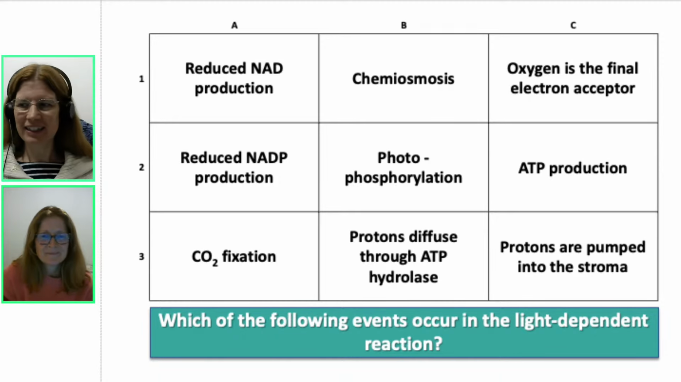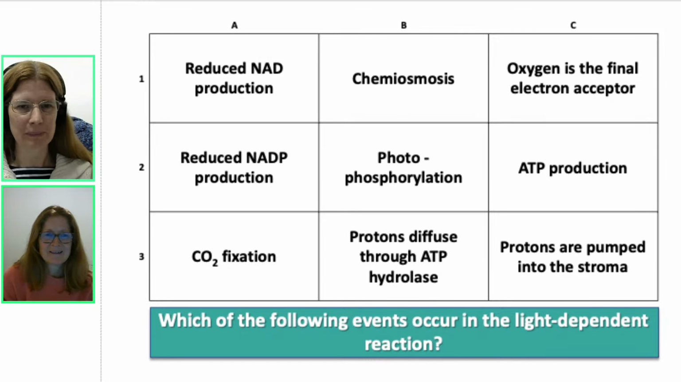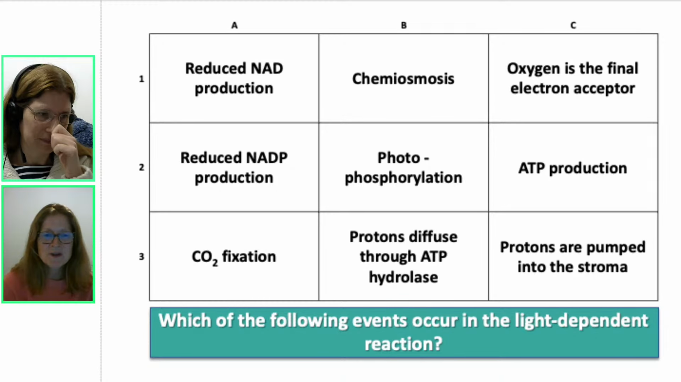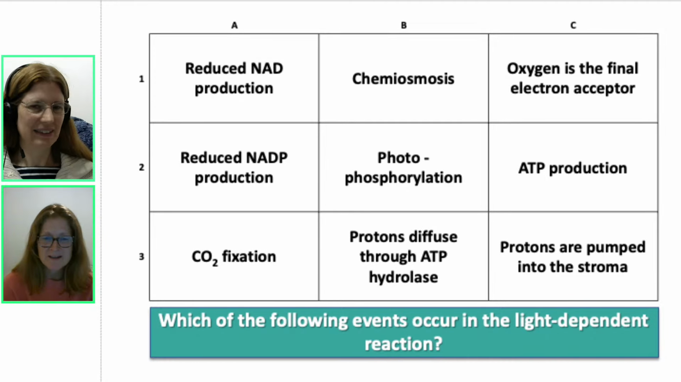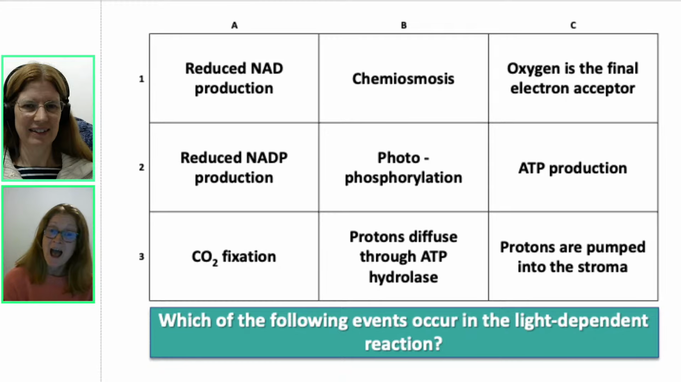Tracy, over to you. It's time for a trapdoor. Yeah, so this is a nice one here. You've got some choices, haven't you? What we want to know is which of those events that you can see actually happen in the light dependent stage, and which ones we've just put in to be really sneaky and to try and fool you.